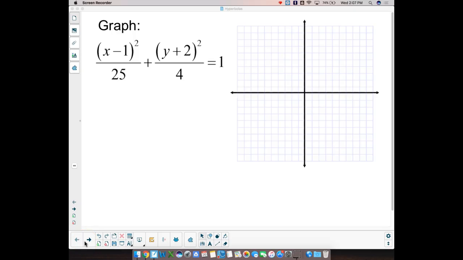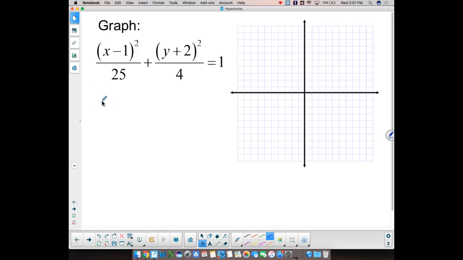All right, here we go with the first warm-up problem. Given this equation, where is my center? 1, comma, -2. All right, so I'm going to go over to 1, comma, -2, and I am going to put a C for my center. Okay? Not setting the world on fire. What do I do next?